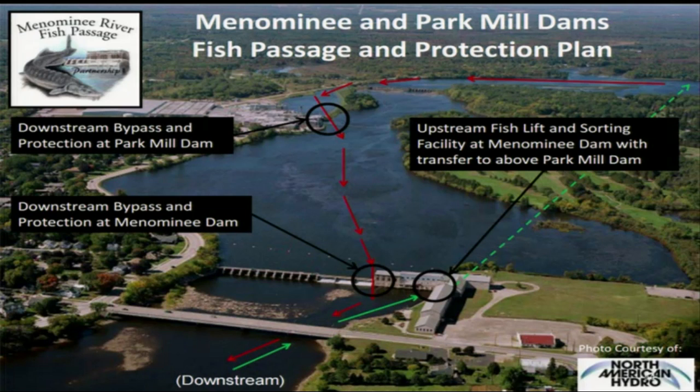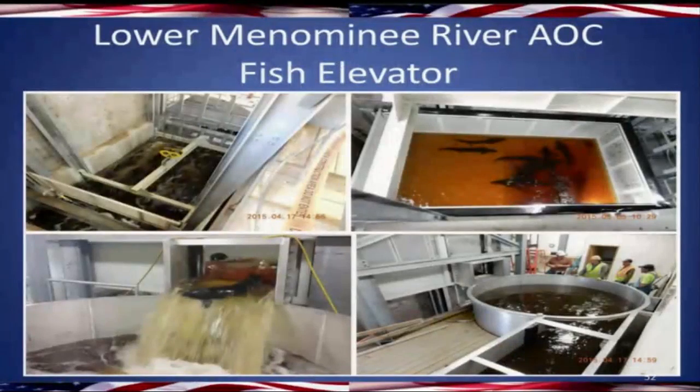Two of the projects were funded by the Great Lakes Restoration Initiative through the Sustain Our Great Lakes program for $3 million. In addition, North American Hydro added nearly $1 million to the project. Long-term outcomes expected from this project include restored fish passage and an increase of up to 20,000 sturgeon within 50 to 100 years. One of the more unique projects was the construction of a fish elevator, which actually allows for the sturgeon to be collected and transported around the dam structure.